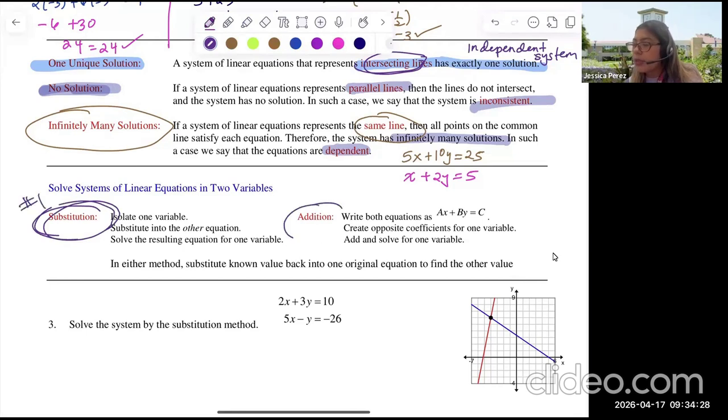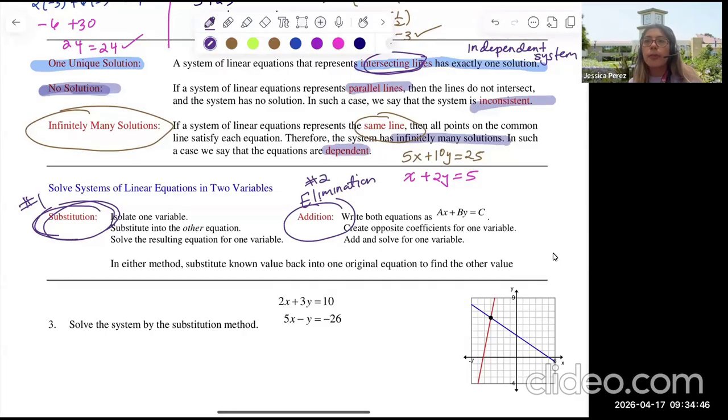And then there's the addition method, which is also called the elimination method. It depends on the textbook that you're using. Sometimes you'll see it as the elimination method, sometimes as the addition method. This is method number 2.